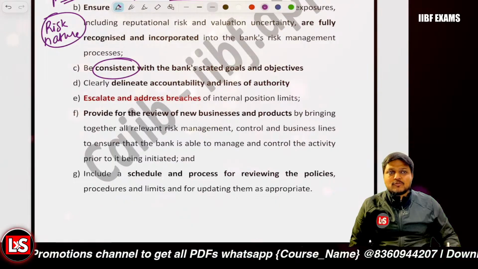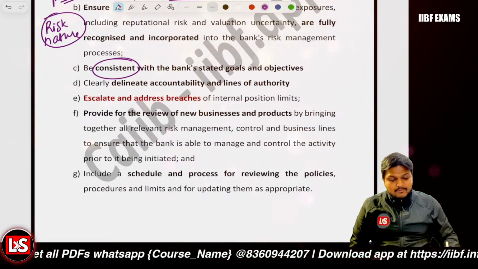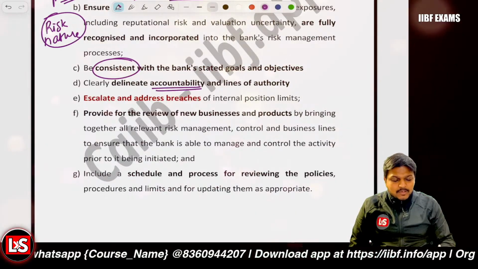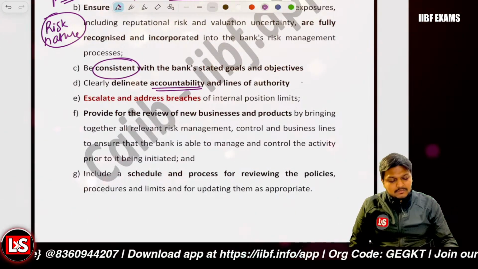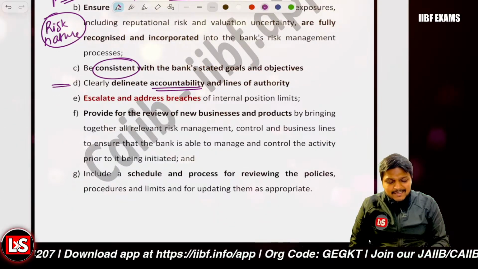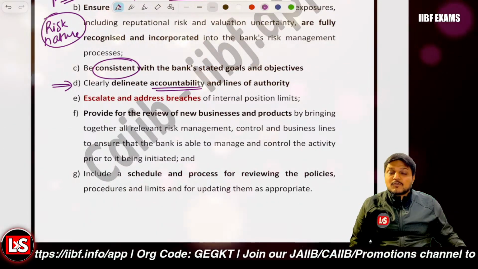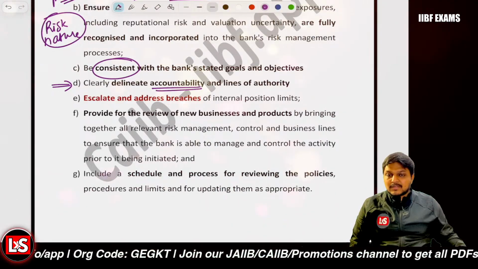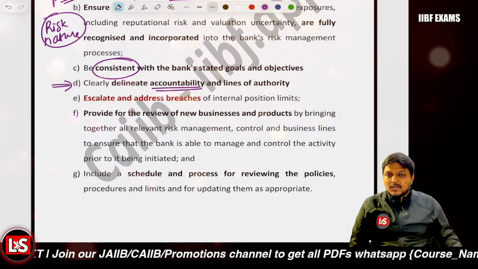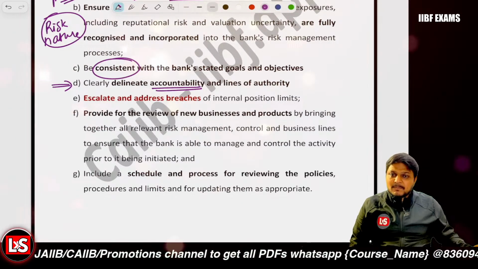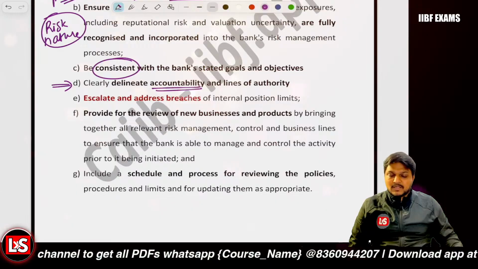And definitely there should be an accountability framework, that what are the roles, what are the responsibilities, and how the reporting is to be done, right? So that should be clearly indicated. We're talking about the policies, procedures, limits, and controls, right? So proper accountability must be there. Roles and responsibilities should be properly defined, and proper reporting hierarchy should be there.